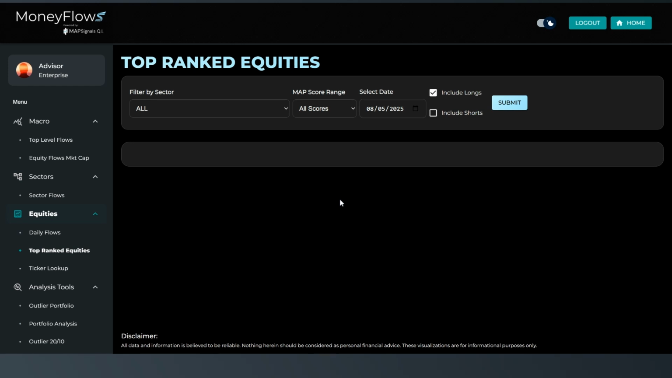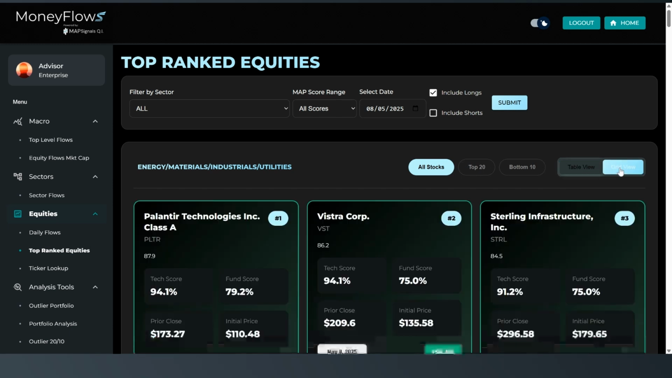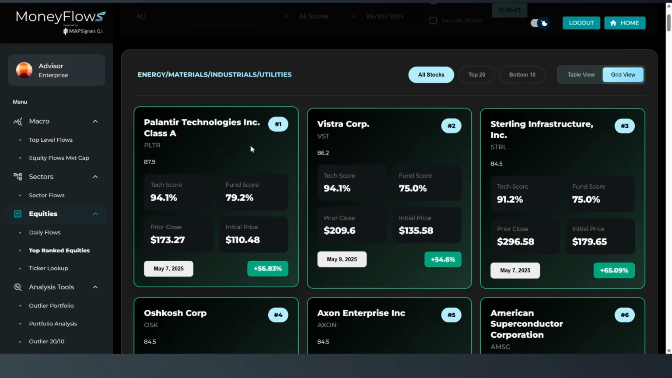Now let's say, hey, well, what are your top ranked equities? This is very, very cool. You can come in here, select your date, and then we have 5 broad sector groups that you can select from here. So I'm going to go ahead and do the grid view. And here we've got energy, materials, industrials, and utilities selected. So what's our #1 ranked stock in this group?